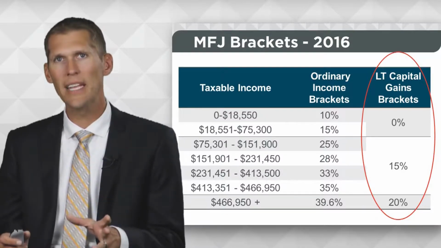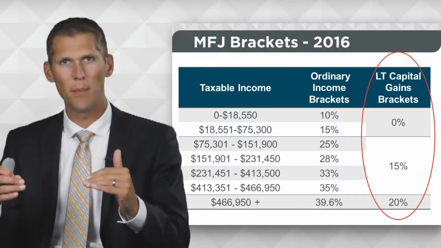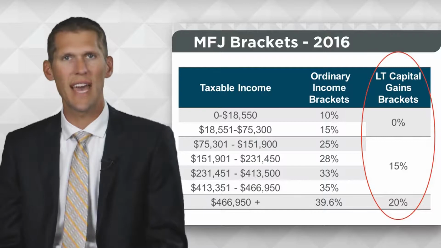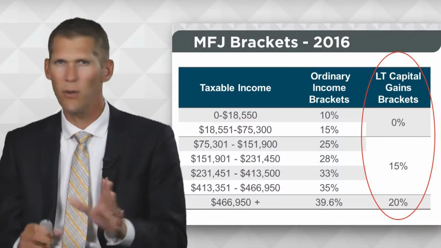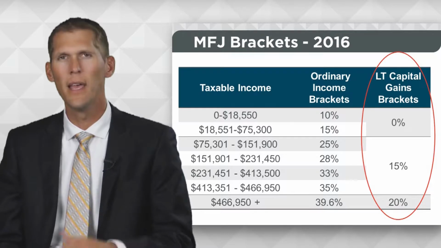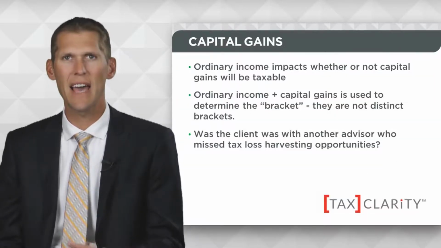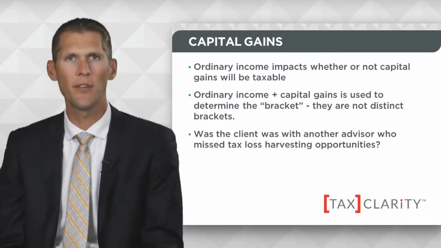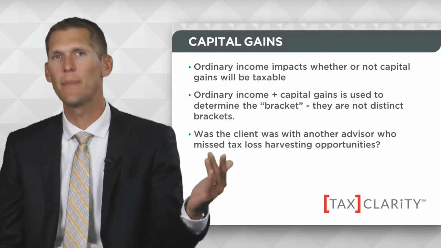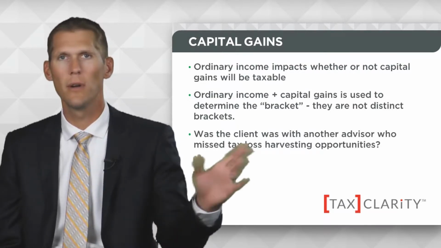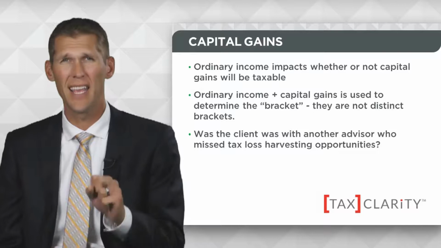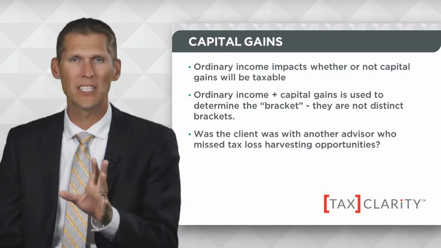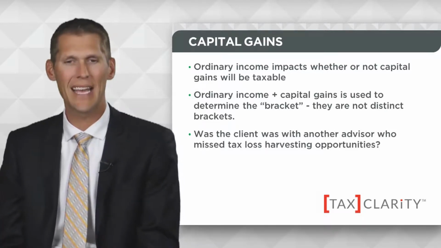Now, with capital gains though, it doesn't just extend to the number. So if our 2016 tax bracket went up to $75,300, and each year those increase, don't focus so much on the number as you do focus on the bracket. If it's $75,300 in 2016, we can't just harvest $75,300 of capital gains and expect them to come through regardless of whether we have ordinary income on the return or not. It's really important to remember that the ordinary income that we have on the return impacts whether or not the capital gains are going to be taxable or not.